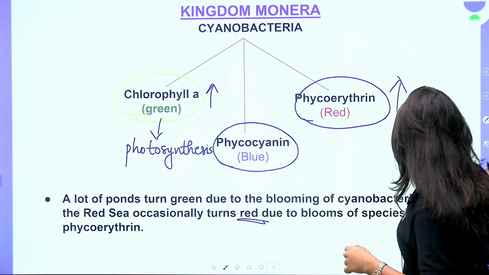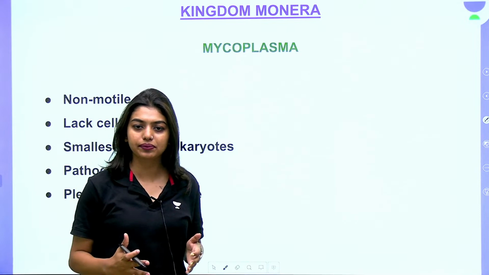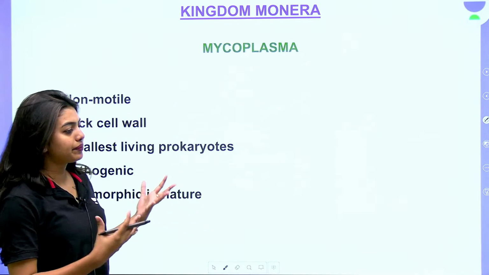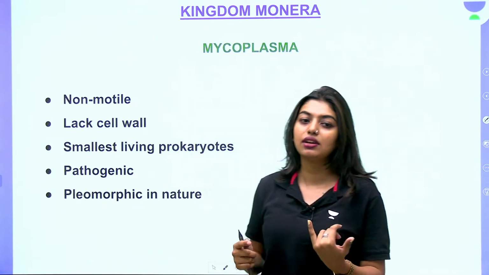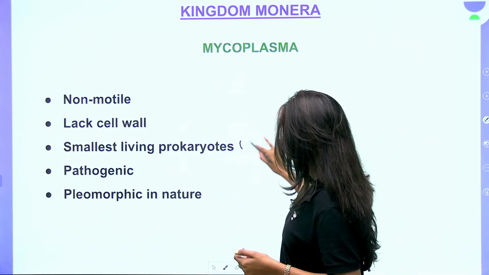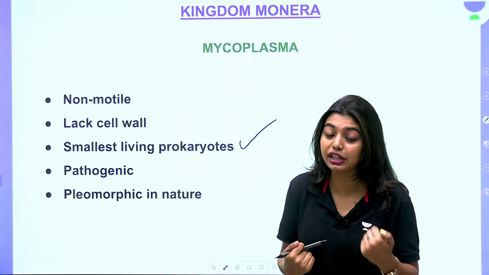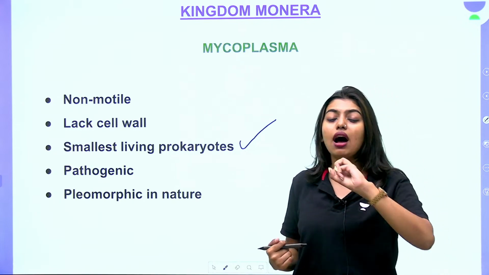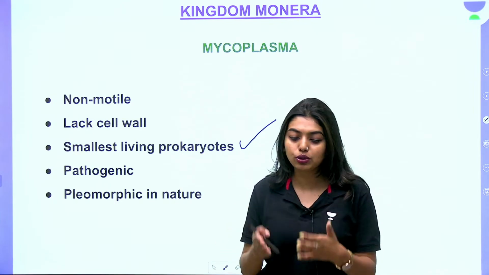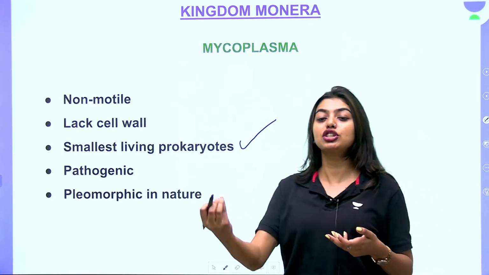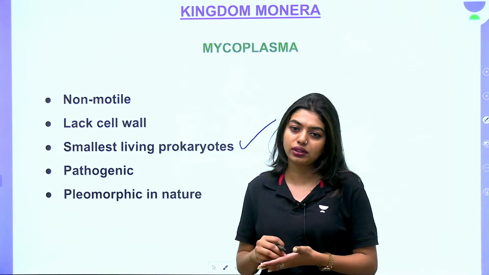Okay, fine. Let's start with mycoplasma. Mycoplasma is the most asked question, especially because it is the smallest living prokaryote, the smallest living cell that we know. Every time there will be one question or another on it. That is why I told you cyanobacteria and mycoplasma have some exceptional behaviors because of which they are asked continuously. So please do make a note.